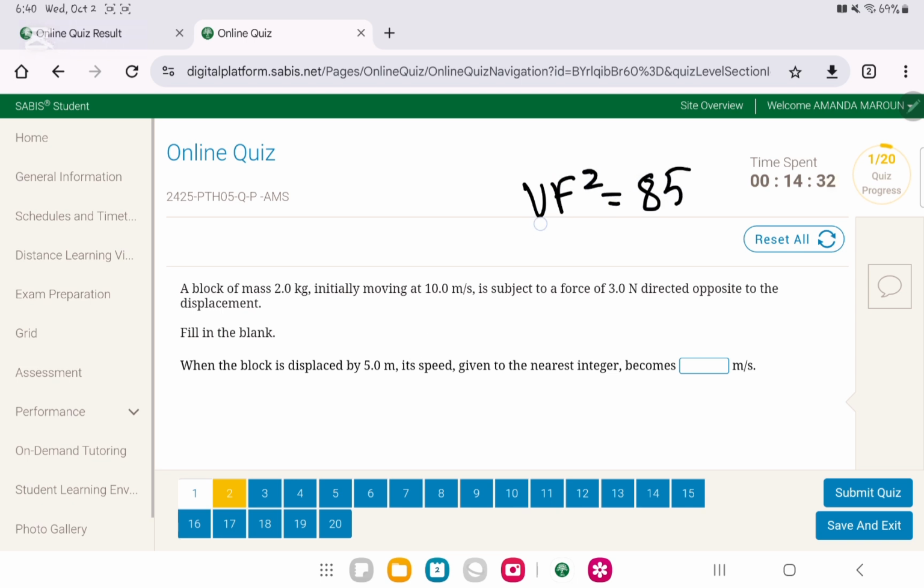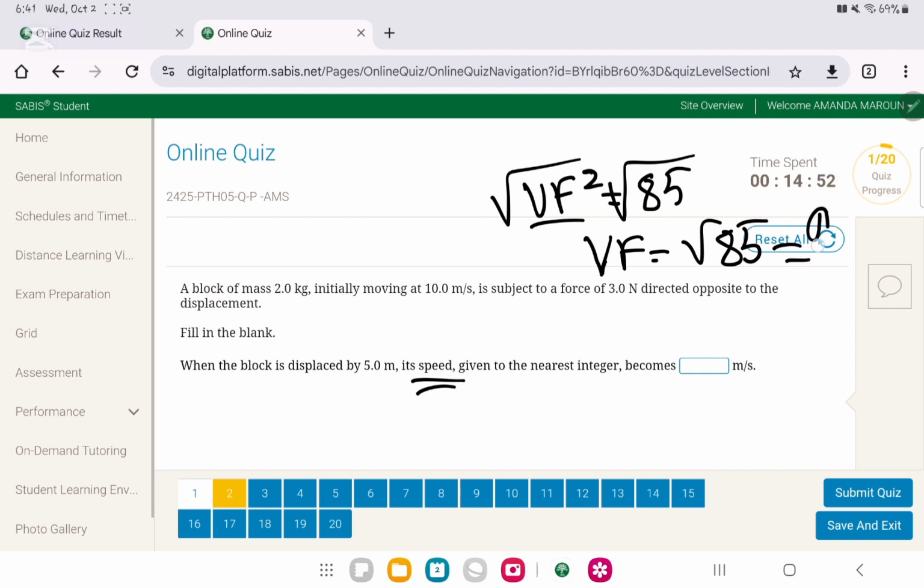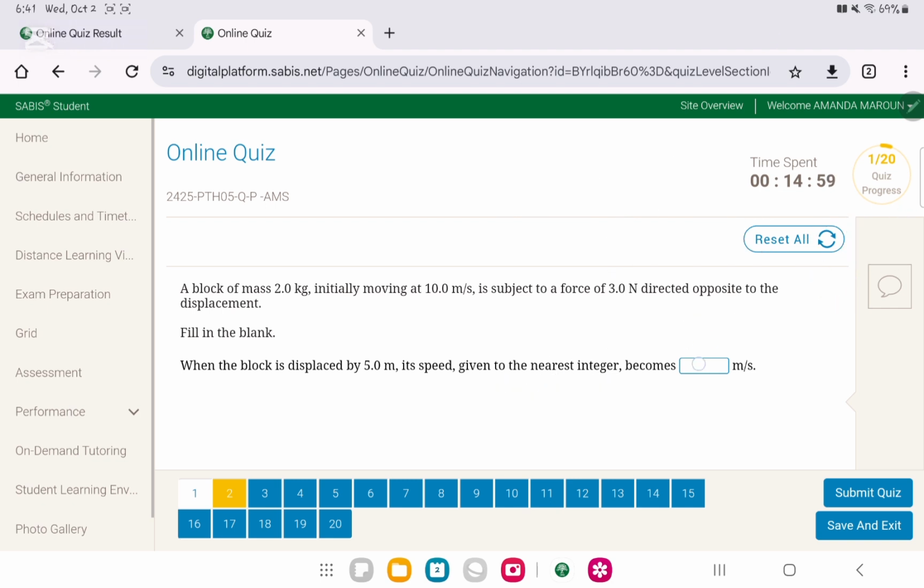But do we need the speed squared or the velocity squared, or do we need the speed only, not squared? We only need the speed. So to get rid of the squared, we're going to do a radical. So v final is equal to radical 85. And then if you do radical 85 on the calculator, you are going to get 9.219. They need it to the nearest integer, so if you round it, it will become 9 meters per second.